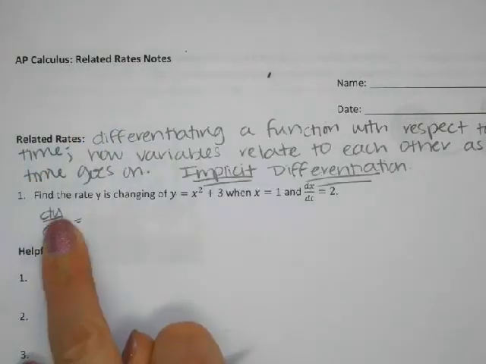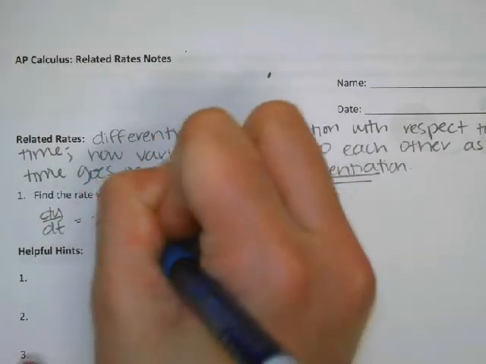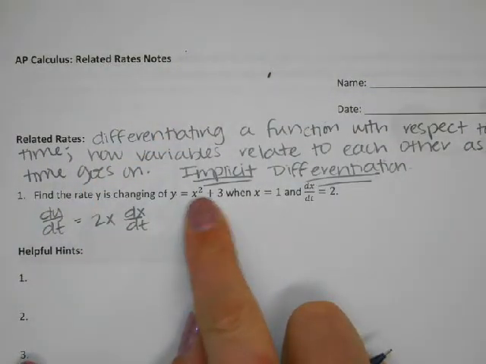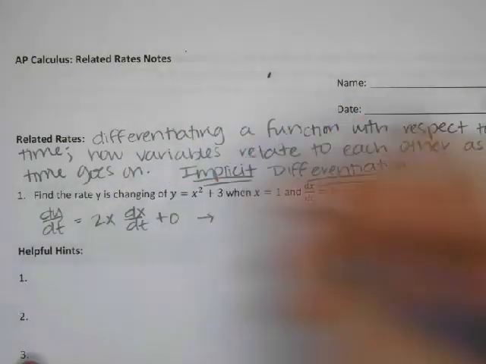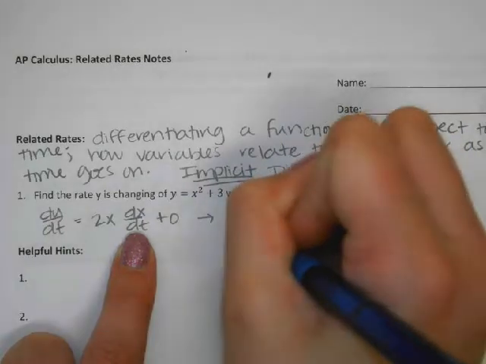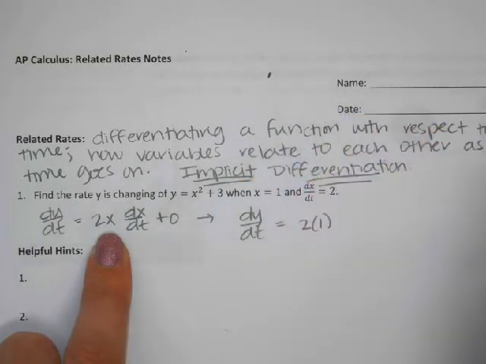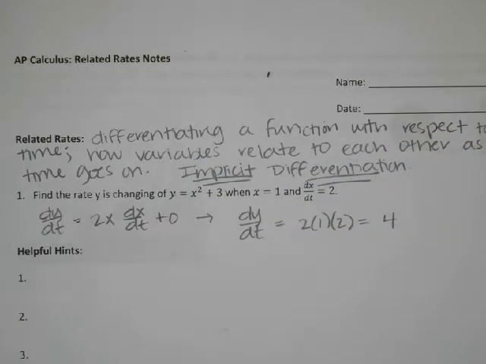So this is the relationship between y, how y changes as t changes, equals 2x dx/dt. So derivative of x squared is 2x, and then as x changes in relationship to time, and then that would be plus 0. And if we go ahead and plug in when x equals 1 and dx/dt equals 2, then we're going to say dy/dt equals 2 times x, times 2, which is 4. So as x is changing with relationship to time at a rate of 2, whatever the units are, then the rate that y is changing in relation to t at that same time is 4.